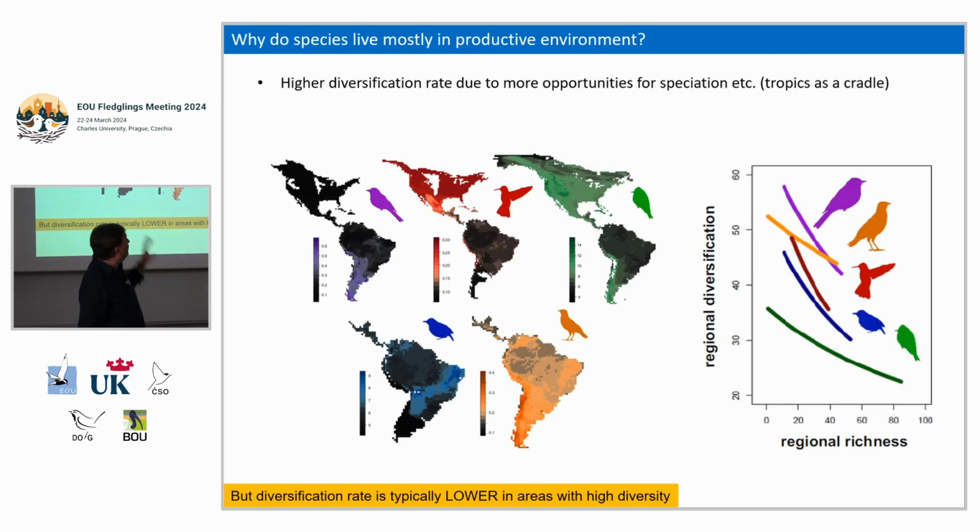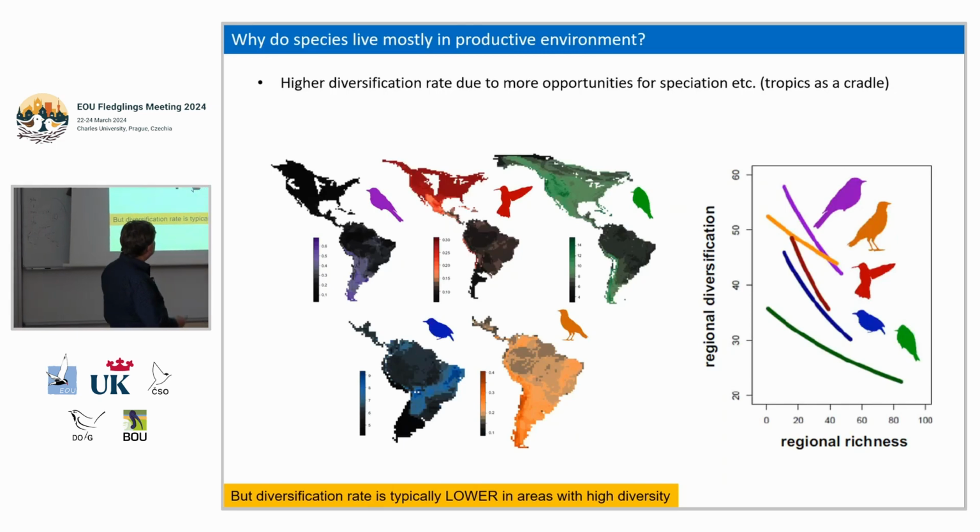The problem is that this hypothesis basically completely failed, and it turns out more and more that in fact, if we study diversification rates, they often appear highest not in the most diverse environment, but typically in the least diverse. Yeah?